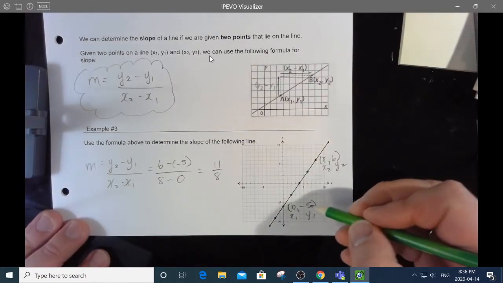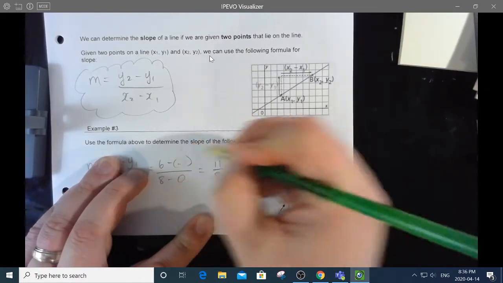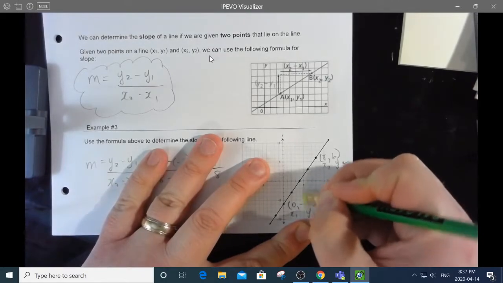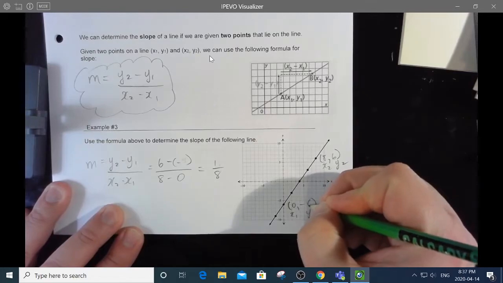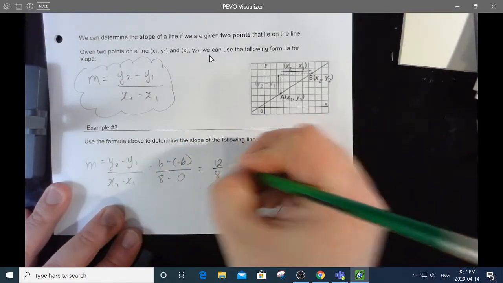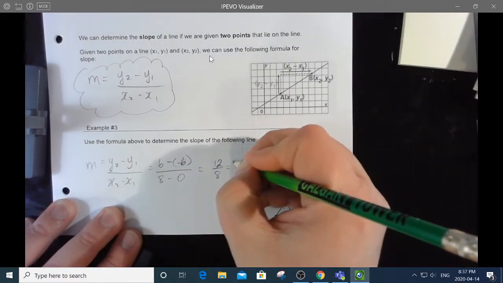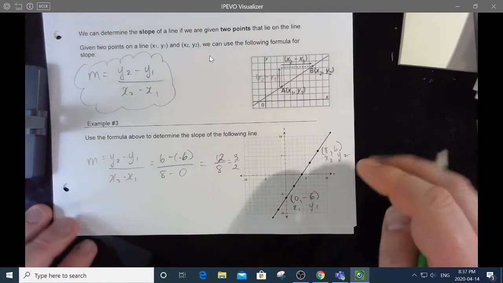Hold on. That's not negative 5. Thank you. All right, there we go. That would have been an error for the ages. That's clearly not negative 5. Sorry, my eyes are having a hard time reading this tiny diagram. That's definitely negative 6. There we go. So that's 6 minus negative 6, which is 12 over 8. Oh, and that simplifies. 4 goes into those things, so that's 3 over 2. There we go. Please notice I could have picked any 2 points and I should get the same thing.